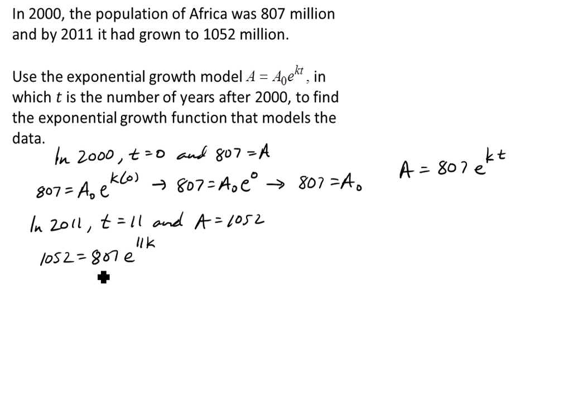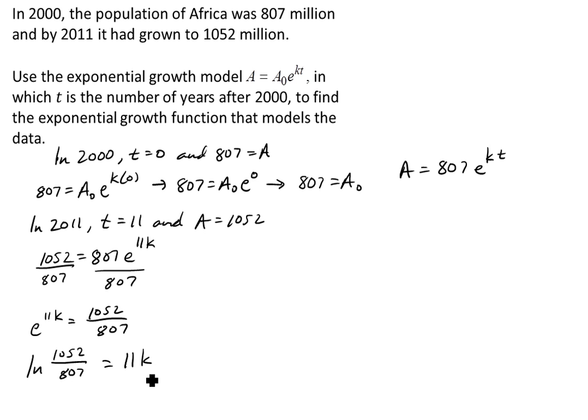Now to start getting k by itself, we're going to divide both sides by 807. So we get e to the 11k equals 1,052 over 807. And then we're going to rewrite this equation in its equivalent logarithmic form. So that logarithm is going to have a base e, we call that a natural log, of 1,052 over 807, and that's going to equal 11k. So we're just going to divide both sides by 11 to get k by itself. So we have k equals natural log of 1,052 over 807, divided by 11.